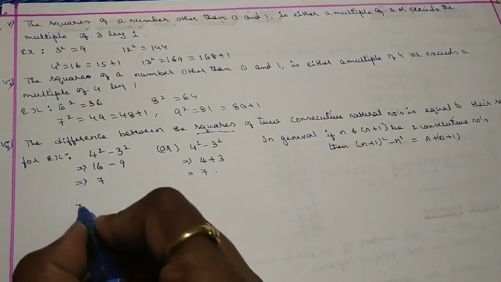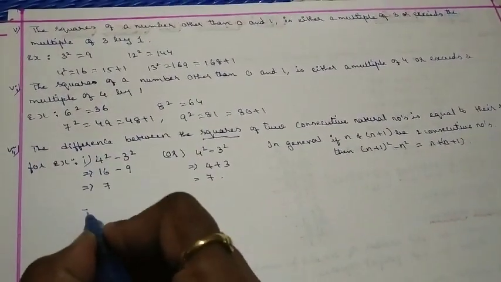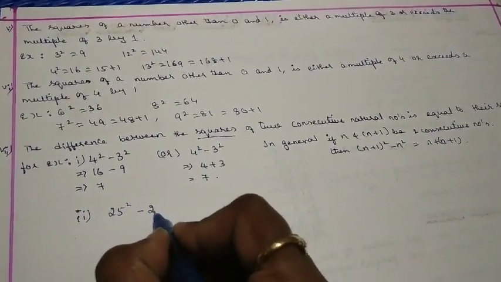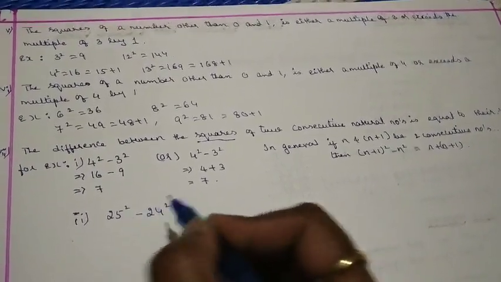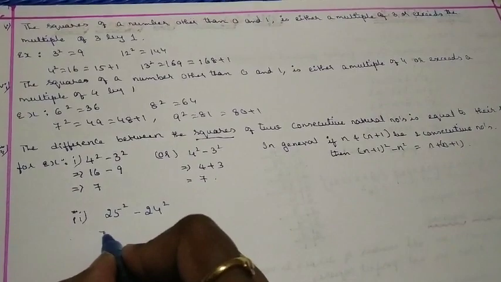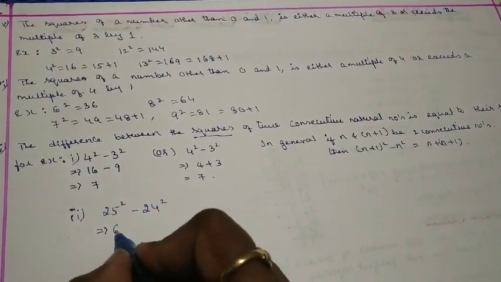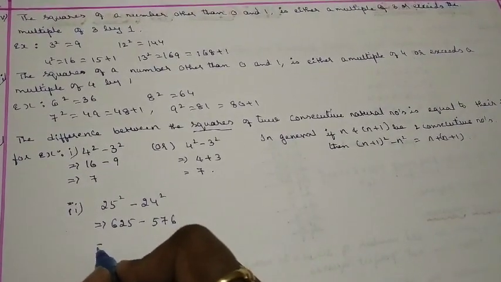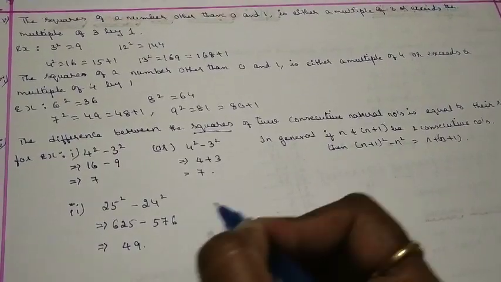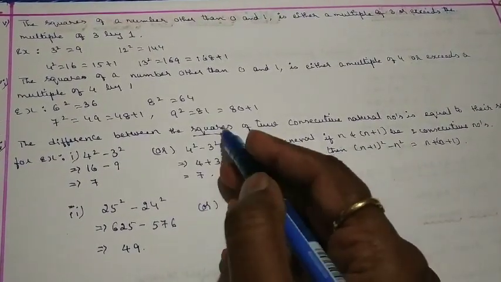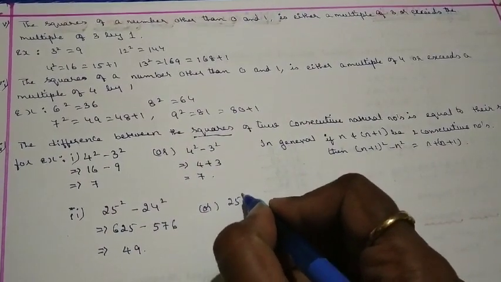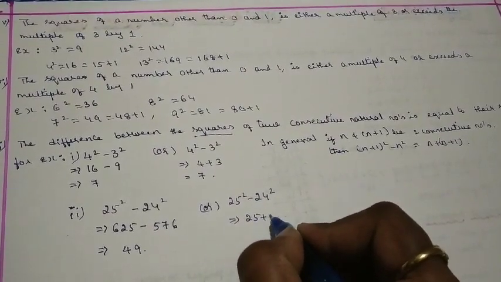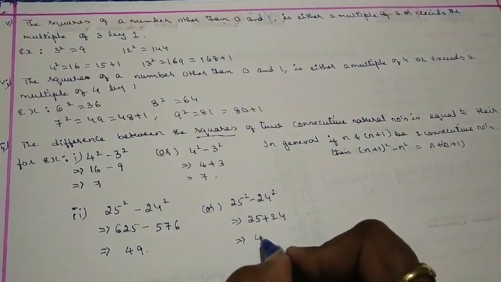If I go with another example, so this is example 1. The second example is 25 square minus 24 square. We know that 25 and 24 are two consecutive numbers and their squares. Simply, I can write 25 square is nothing but 625, minus 24 square, which is nothing but 576. The difference is 49. Or, according to the statement, 25 square minus 24 square is nothing but 25 plus 24, which is nothing but 49.